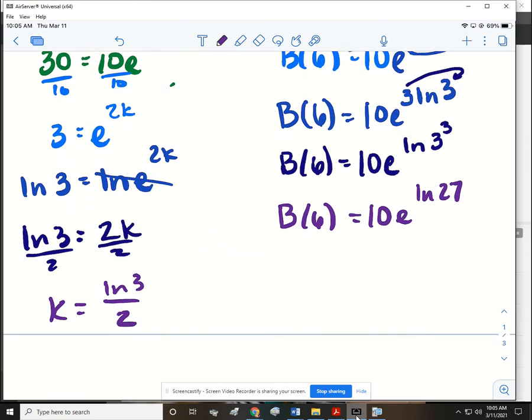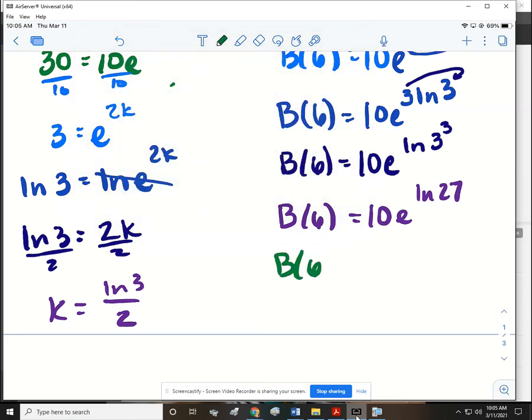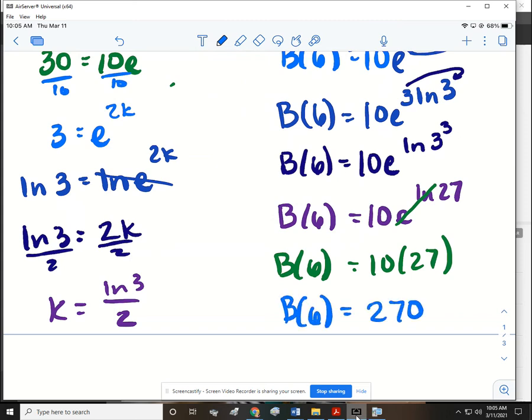Okay. And then there's another rule I need you guys to remember, which is when you have e raised to the natural log of something, the e and natural log almost always cancel each other out. And then you just multiply by that 27. And so your final answer at time 6 is 270 bacteria.